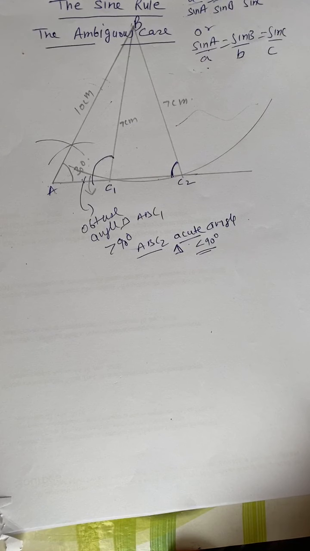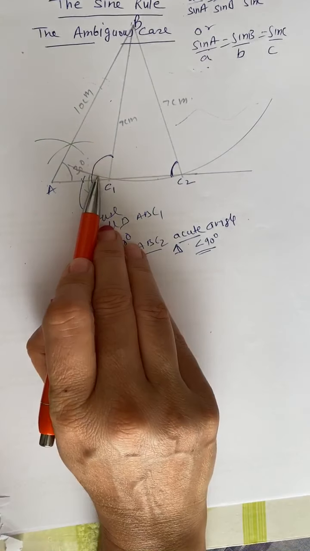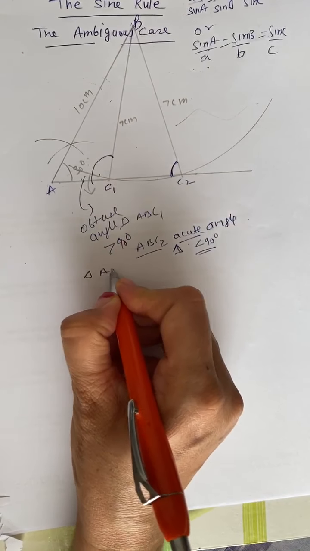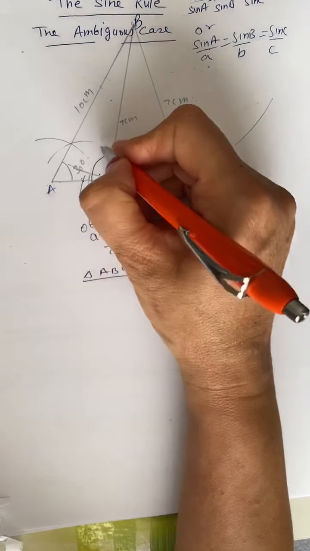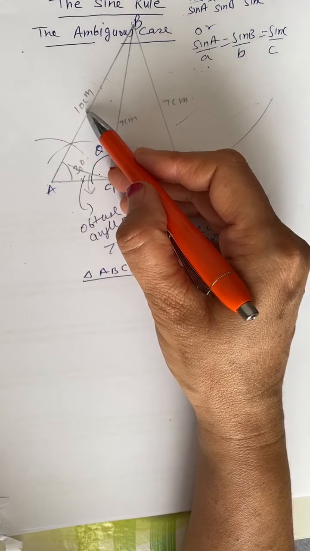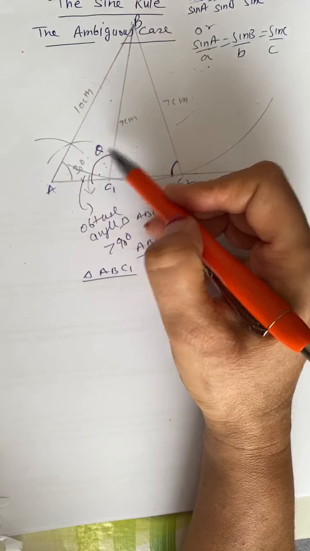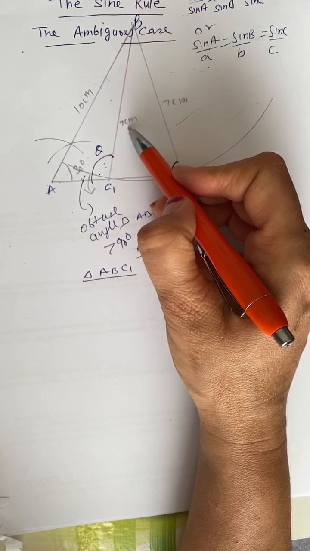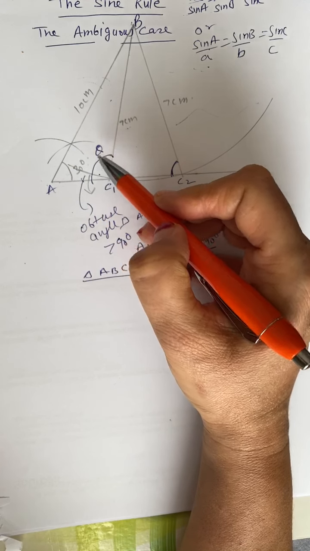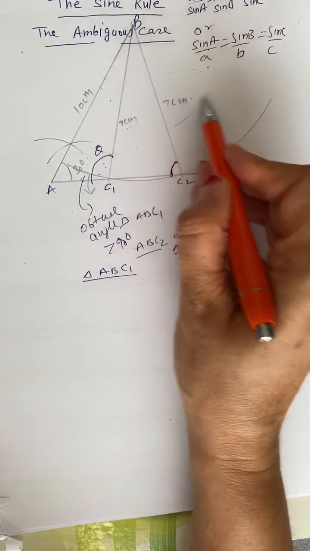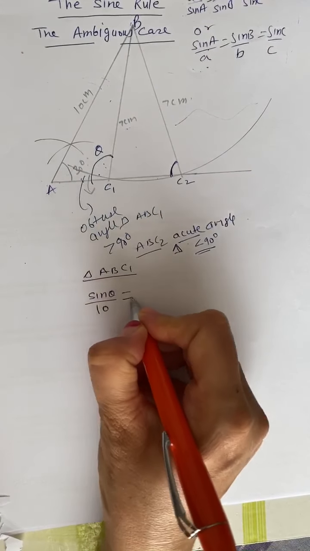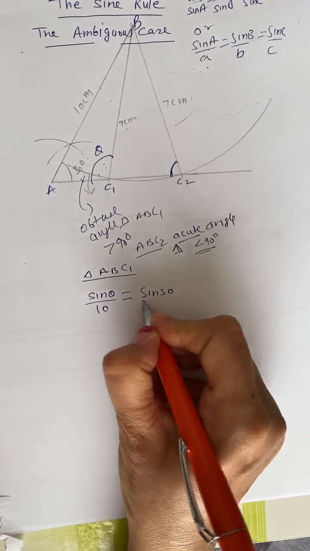So I'm going to first find this angle. First I'm working with triangle ABC1, and let's call this angle theta. Now I know that theta is opposite to 10, and I also know that the angle opposite to 7 centimeters is 30 degrees, and I have to find angle theta, which means I have to use this form. So I'm going to use that: sine theta divided by 10 is equal to sine 30 divided by 7.